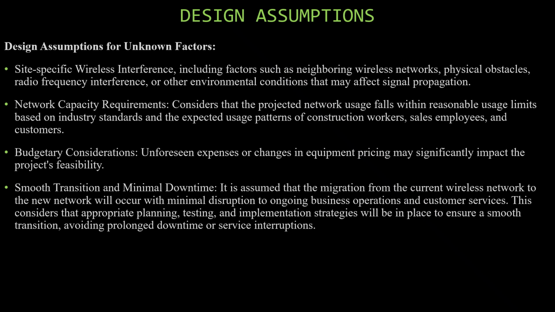Next, we will be going over design assumptions for unknown factors. Wireless interference, including factors such as neighboring wireless networks, physical obstacles, radio frequency interference, or other environmental conditions that may affect signal propagation. Network capacity requirements considers that the projected network usage falls within reasonable usage limits based on industry standards, and the expected usage patterns of construction workers, sales employees, and customers.